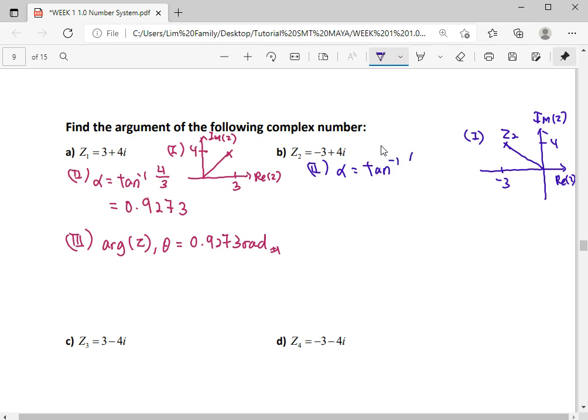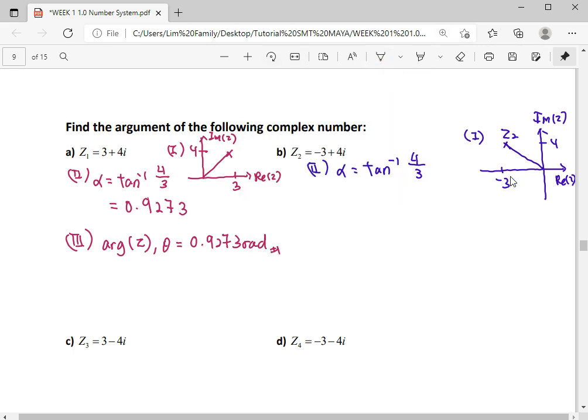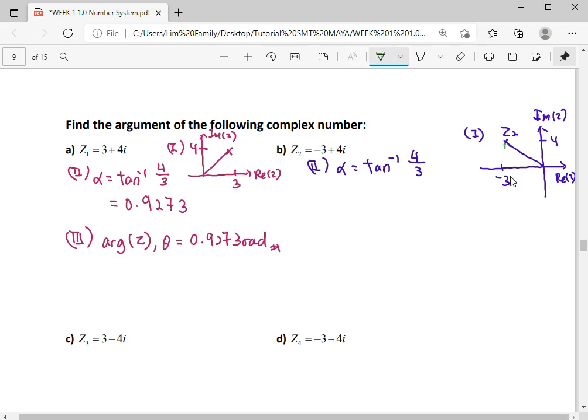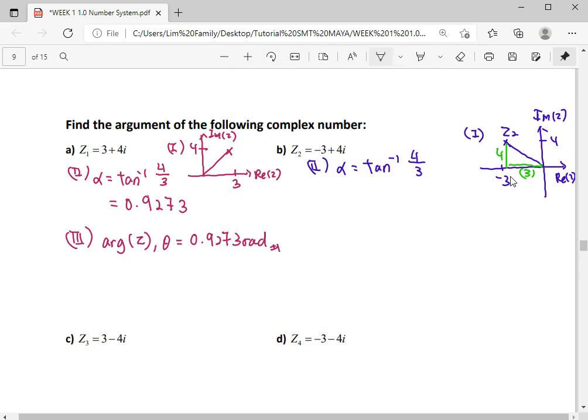Do I need to put negative 3 or 3 here? 3. Yes, 3 only, because we are taking the length of this triangle. The length here is 4, and here the length is only 3, to come out with our basic angle. So you notice that it is 0.927, the same, because I'm using the same value.